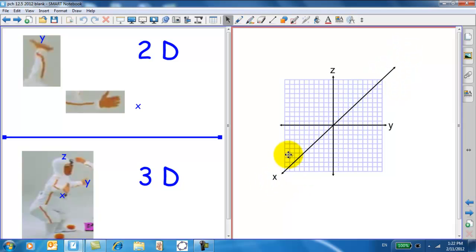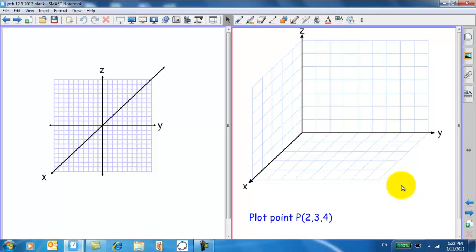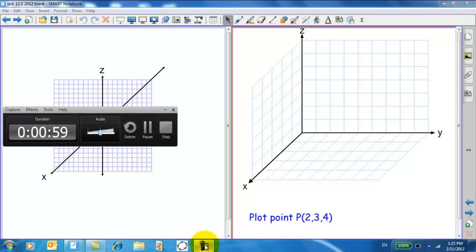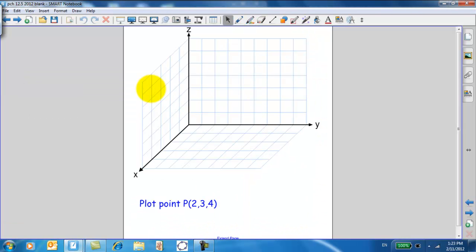But notice how the X-axis is the one that comes towards you, the Y-axis, the horizontal one, and Z is the vertical one now. In this paper, I'm going to have plenty of extra sheets of this for you to practice with. How do we plot a point 2, 3, 4? Well, there's a couple ways to do this. Let's start with a box. For the point 2, 3, 4, we can think of going in each direction first.